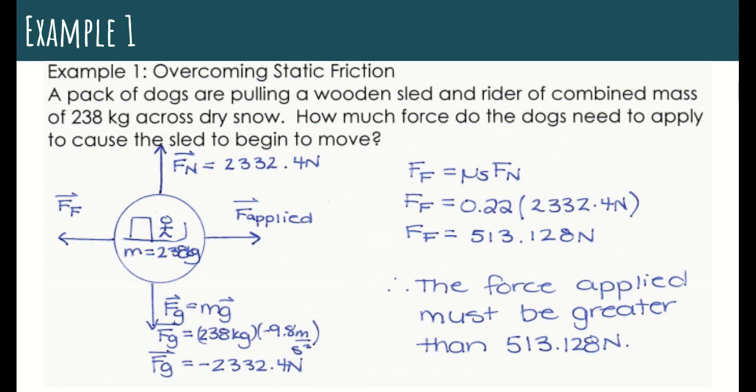So you are substituting those values into this simple formula to solve for the missing variable. We know that the normal force is 2,332.4 newtons up. We know that the coefficient of static friction for these two surfaces is going to be 0.22. We'll multiply those to solve the force of friction. So what we get is that the force applied has to be greater than 513.13 newtons, or that sled will not move.